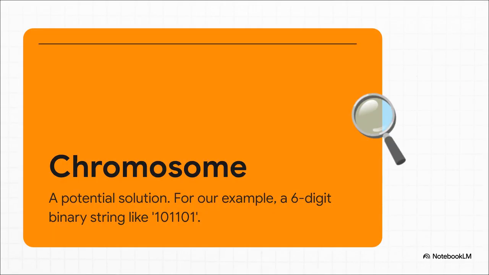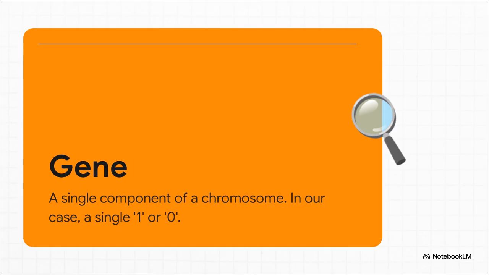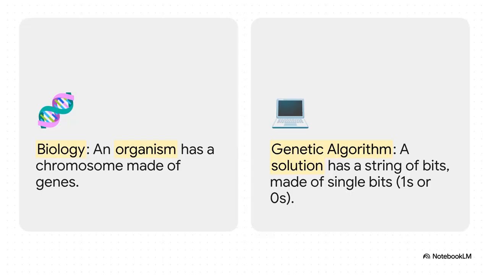First up, we need to learn a couple of terms that, you guessed it, are borrowed straight from biology. Any single possible solution to our problem, like one of those 6-digit strings, is called a chromosome. And if the whole string is a chromosome, then each individual part of it, in our case, a single 1 or a 0, is called a gene. Simple enough, right? It's just the basic building block. So you can see how this all maps out, right? It's a pretty neat one-to-one translation. In biology, an organism has chromosomes made of genes. In our algorithm, a solution has a string of code made of bits. This metaphor is the key to the whole thing.